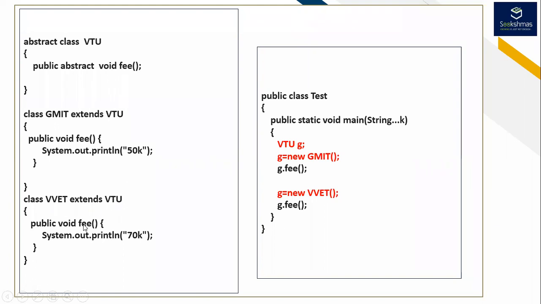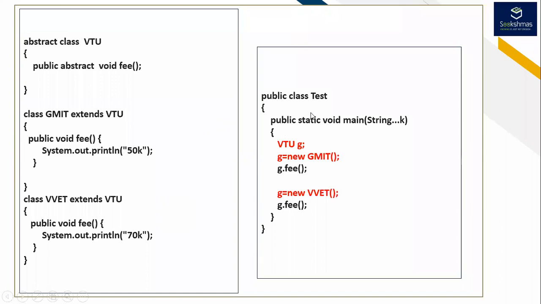This college is also collecting the fee, but a different fee, 70K, and this college collecting 50K. Some other, RVC, collecting different fees. In this way also, we can write the code for the abstract method. Why? Because abstract method means VTU consists of the fee structure. And this fee only we are redefining here, providing the implementation for the GMIT class, and for the VVIT college also, but a different implementation: 50K here, 70K here.